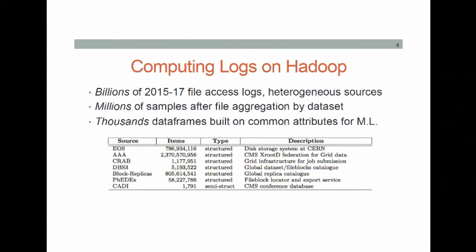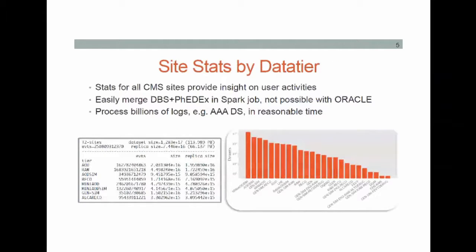This table shows the list of data providers. From these providers, raw data are streamed to Hadoop. And of course, it's a lot of raw data, billions of file access logs from 2015 to 2017 from heterogeneous sources. These billions of file access logs can be reduced to millions of samples once you aggregate them by data sets, and then down to thousands of data frames, which represent the input to machine learning algorithms.